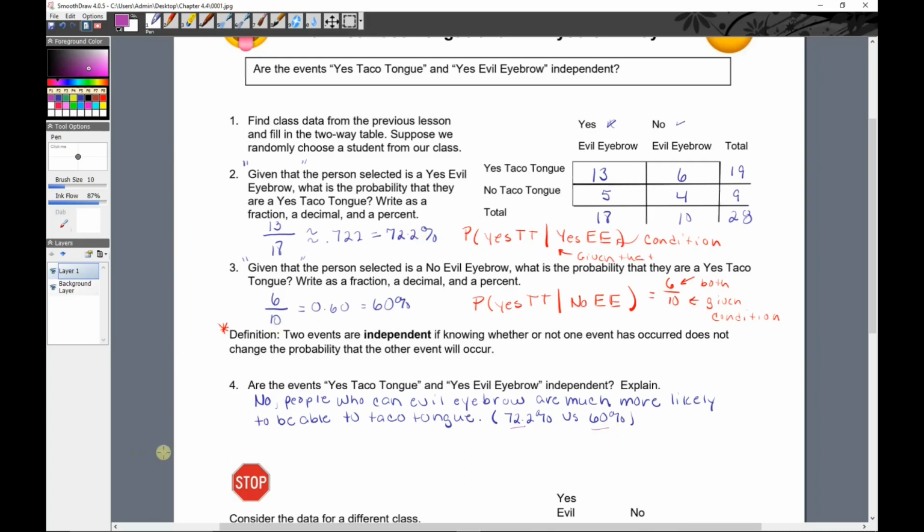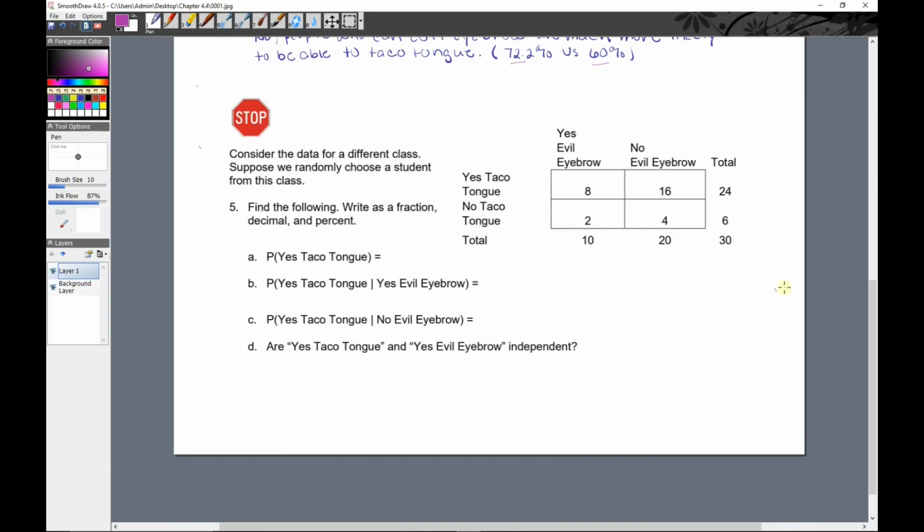Okay, so let's go ahead and look down here. It says, consider the data for a different class. Suppose that we randomly choose a student from this class. Let's find the following, write as a fraction, a decimal, and a percent. Probability that somebody can yes taco tongue. Remember, yes taco tongue goes this way. So there are 24 out of 30. And if we simplify that down to a decimal equivalent, that is 0.80 or 80%.